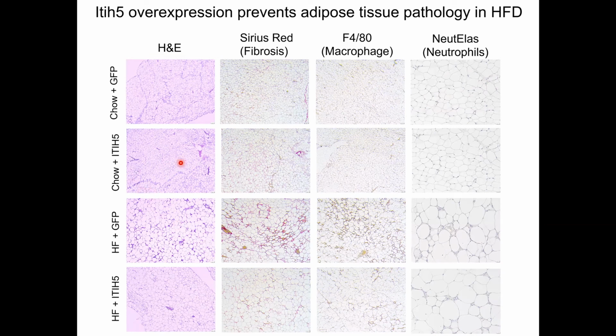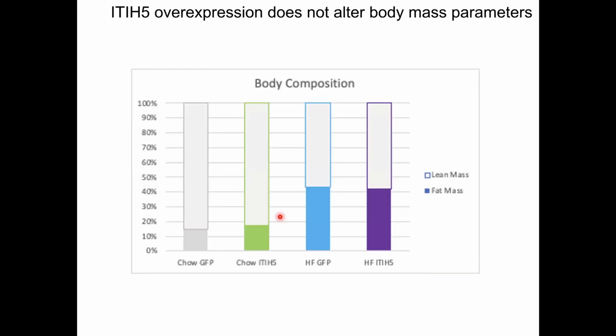And then in ITIH5, there are some subtle effects. I'm not going to talk about these here, but we can talk later if you want. And then high-fat diet makes things worse, right? There's more neutrophil elastase. You get these crown-like structures and macrophages embedded in the ECM. And then there's a lot of fibrosis. But this high-fat ITIH5 basically makes the fat, in my opinion, look more like the chow mice than the high-fat diet. So this sort of recapitulates the GFP.